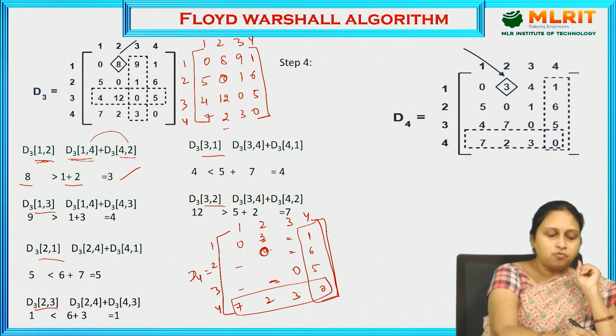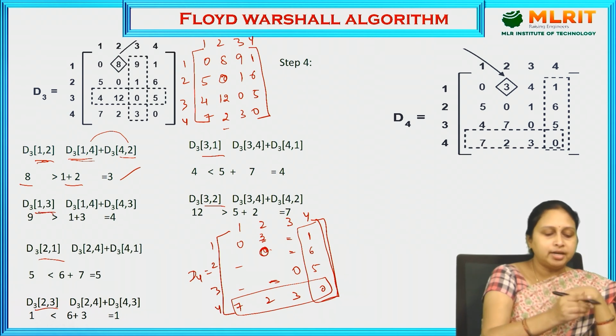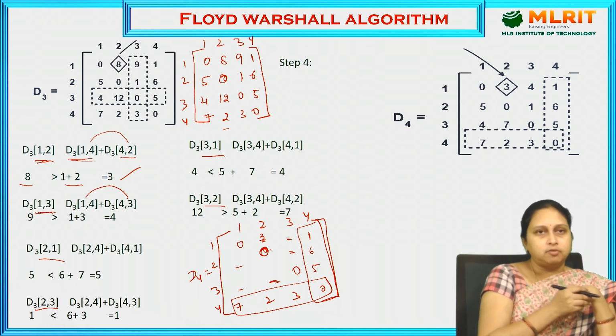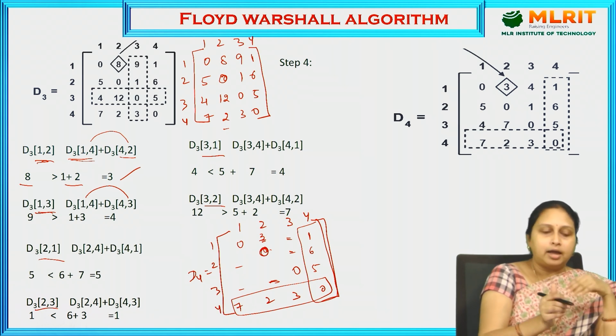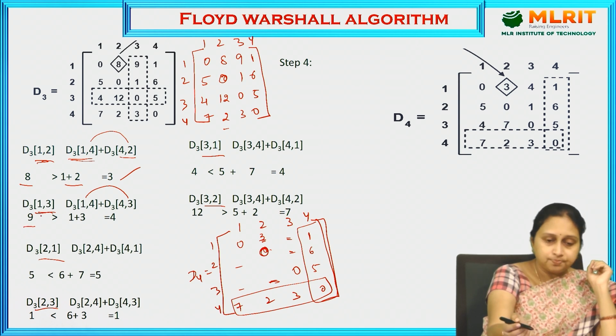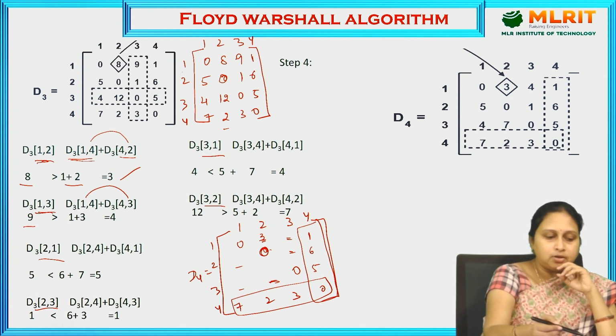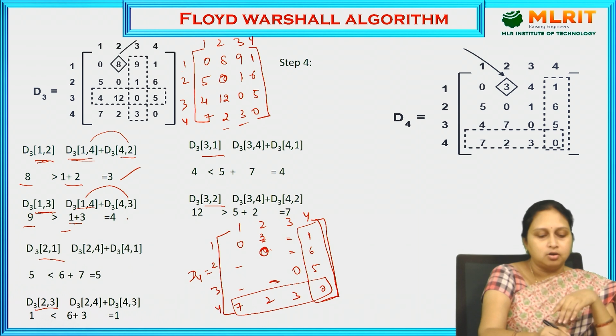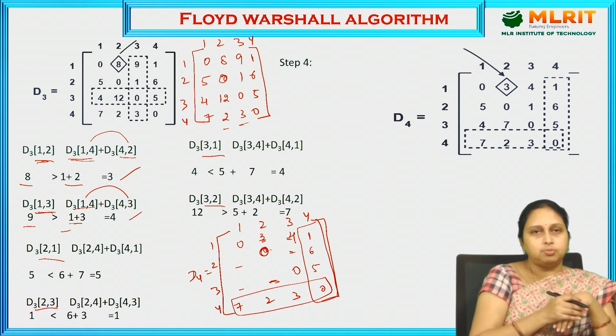Next, D3 of 1, 3. We can write 1, 4 and 4, 3. Why? Because 4 is the vertex which we need to take as a middle part of it. So 1, 4 and 4, 3 can be written. And what is 1, 3 value? 1, 3 value is 9 and 1, 4 value is 1. And 4, 3 value is 3. So we are going to get the minimum value as 4.